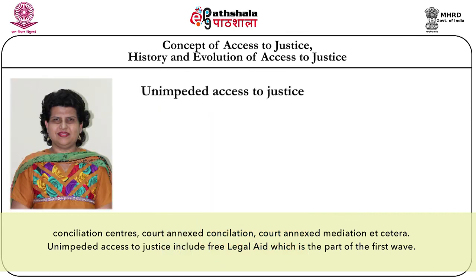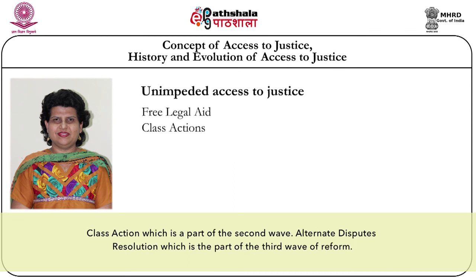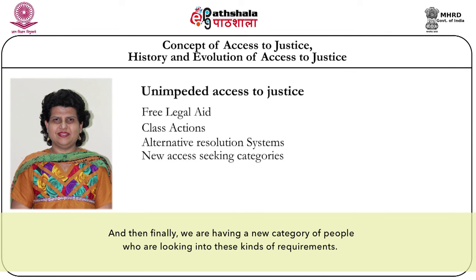Unimpeded access to justice includes free legal aid, which is part of the first wave, class action, which is part of the second wave, and alternative dispute resolution, which is part of the third wave of reforms. And then finally, we are having a new category of people who are looking into these kinds of requirements.